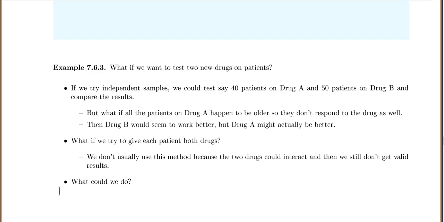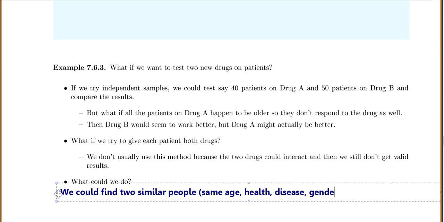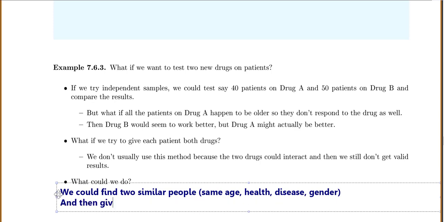So one possible solution to this is we could find two similar people that are the same age, same health, same disease, same personal history or health history, genetic history, etc. Things like that. Make them the same gender. Basically make them as similar as possible. And then give one drug A and one drug B.